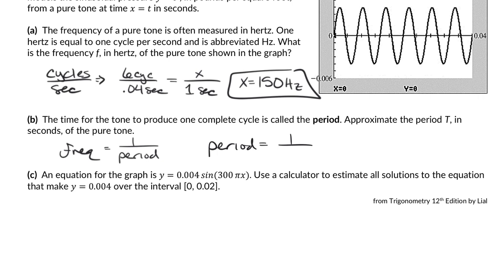What frequency did we just find? The 150. So the period of this function is 1 over 150, which, if you trust me and throw that in a calculator, is approximately 0.006, a bunch of repeats, seconds.